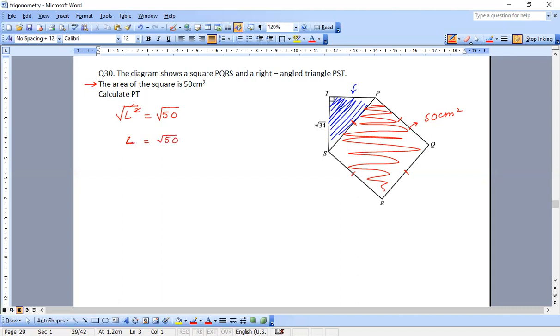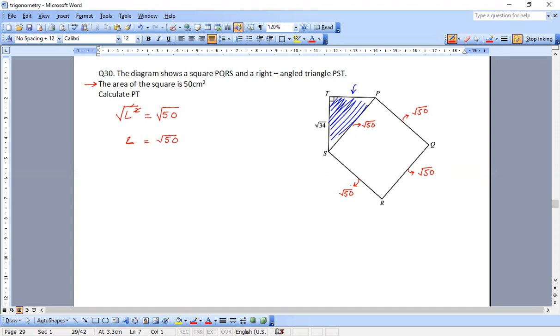So all the sides of the square are going to be square root of 50. So let me mention it. Let me remove this, and this side is square root of 50. This side is also square root of 50. This one is also square root of 50. And in a similar way, this is also square root of 50. I only needed PS so that I can find out the length of PT.